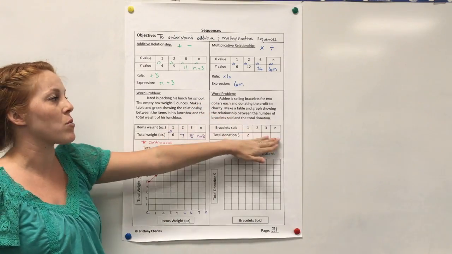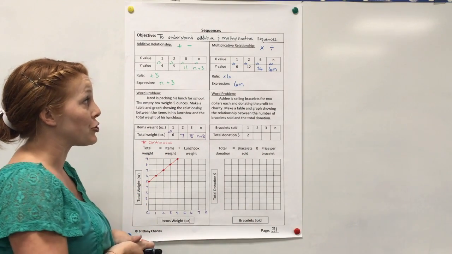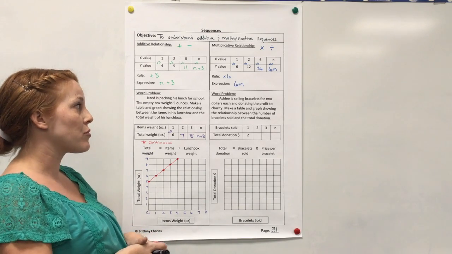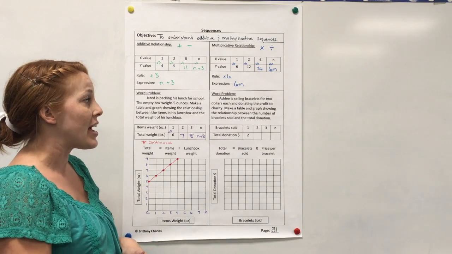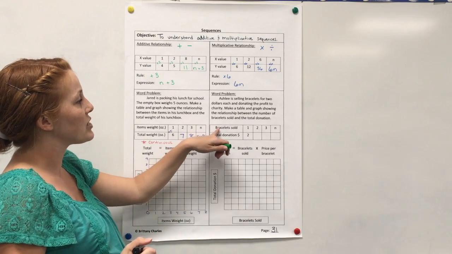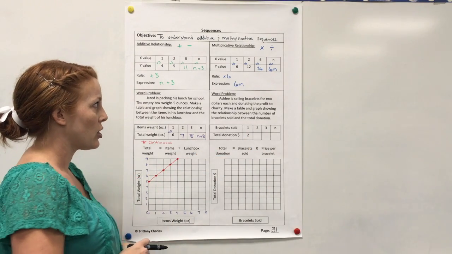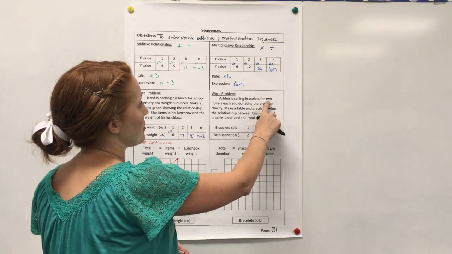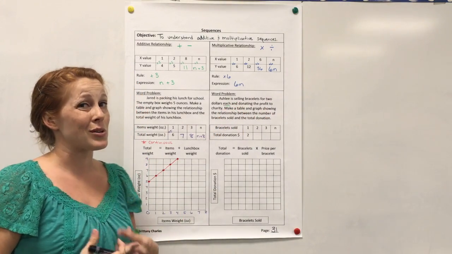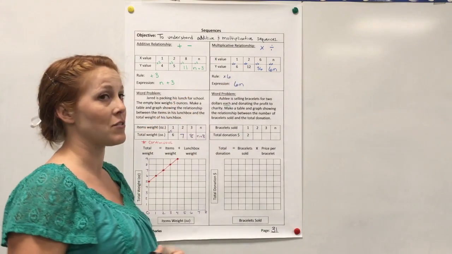So now I'm going to look at the next one, and again, we're going to read the situation and decide how we're going to fill out this chart. Okay. Ashley is selling bracelets for $2 each and donating the profit to charity. Make a table and graph showing the relationship between the number of bracelets sold and the total donation. Okay, so when she sells 1 bracelet, she has $2 that she's able to donate. Well, it's telling me right here that each bracelet is $2. Each, that word right there, is also a clue that it's multiplying or dividing. So that helps me to realize that it is a multiplicative relationship.